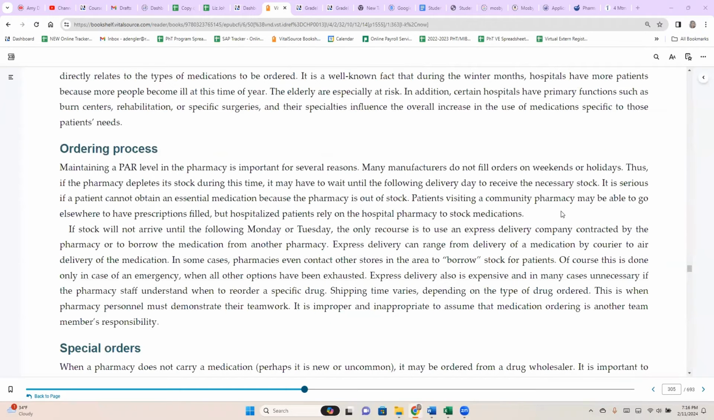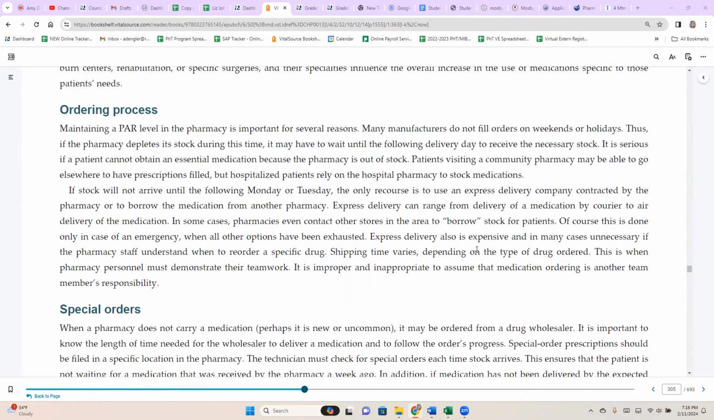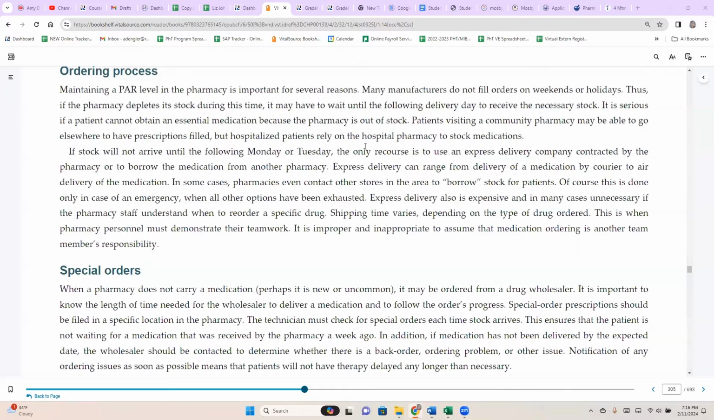Maintaining a par level in the pharmacy is important for several reasons. Many manufacturers do not fill orders on weekends or holidays. Thus, if the pharmacy depletes its stock during this time, it may have to wait until the following delivery day to receive the necessary stock. It is serious if a patient cannot obtain an essential medication because the pharmacy is out of stock. Patients visiting a community pharmacy may be able to go elsewhere to have prescriptions filled, but hospitalized patients rely on the hospital pharmacy to stock medications. If stock will not arrive until the following Monday or Tuesday, the only recourse is to use an express delivery company contracted by the pharmacy or to borrow the medication from another pharmacy.